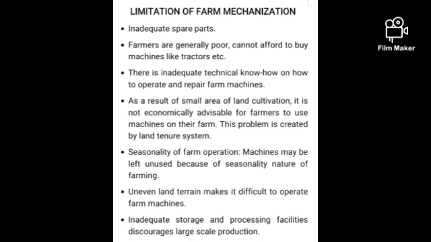Limitations of farm mechanization. Inadequate spare parts. The majority of the spare parts of these machinery are imported, so we don't have adequate spare parts. Farmers are generally poor and cannot afford to buy machines like tractors. It's not all farmers that can afford to buy this machinery we are talking about, because it's expensive.